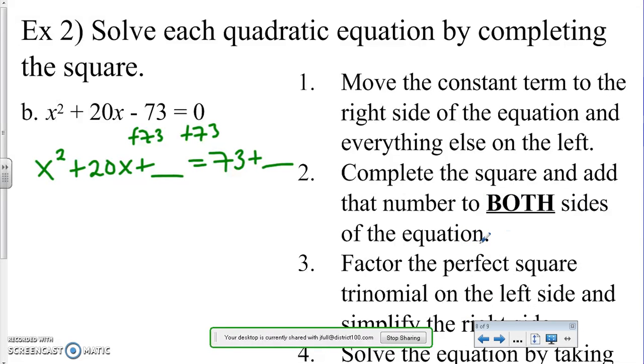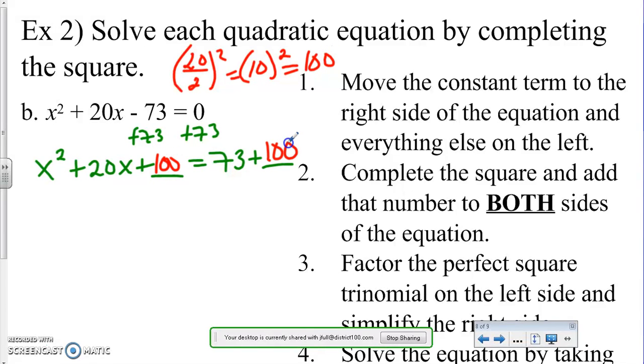We're going to figure that out. Okay, so to figure that out, we're going to take 20 and divide by 2 and then square it. So 20 divided by 2 is 10. 10 squared is 100. So if we simplify from there, or factor from there, always in the form x within parentheses squared, and then the number that we're going to use is the number we got when we divided by 2. So 20 divided by 2 is a positive 10, so that's what's going to go in our parentheses. And then on the right side, 73 plus 100 is 173.